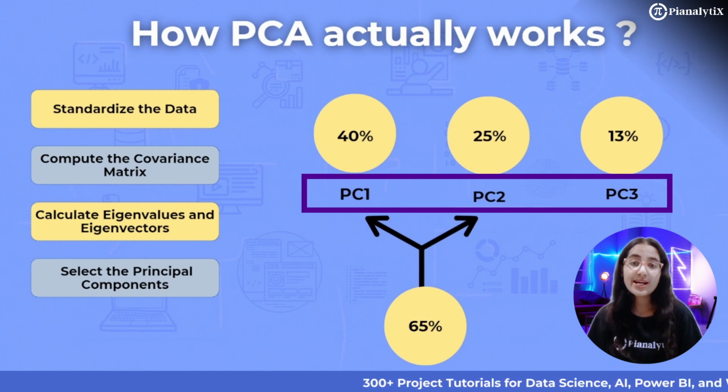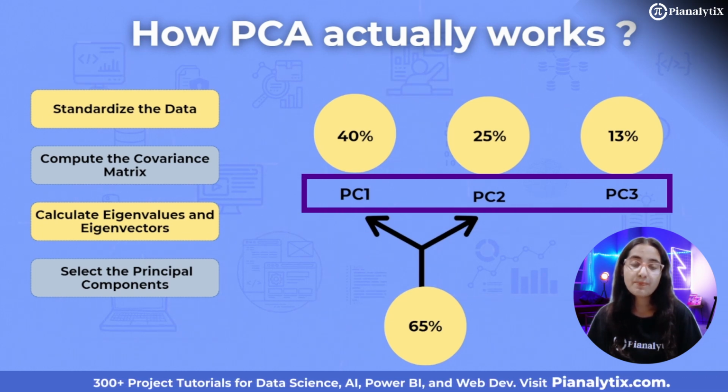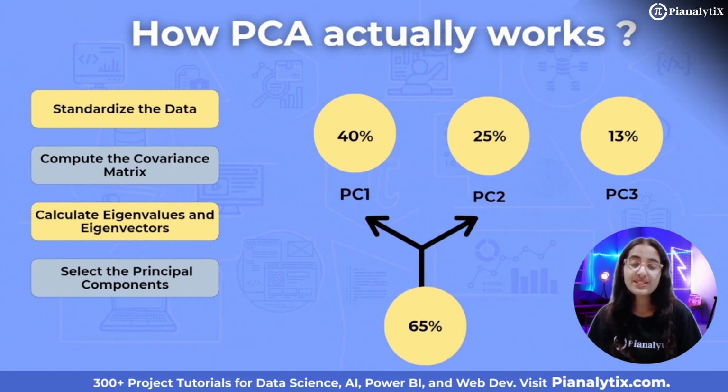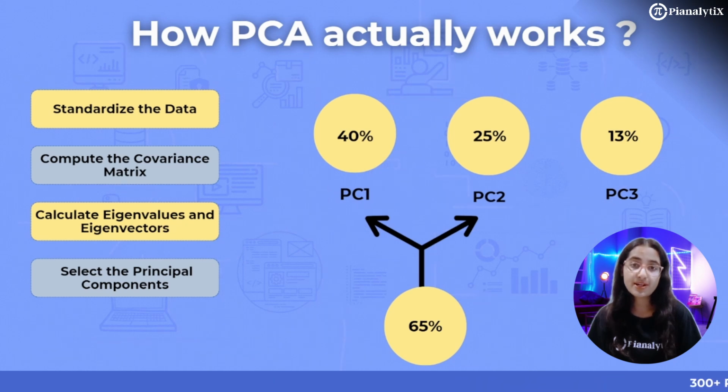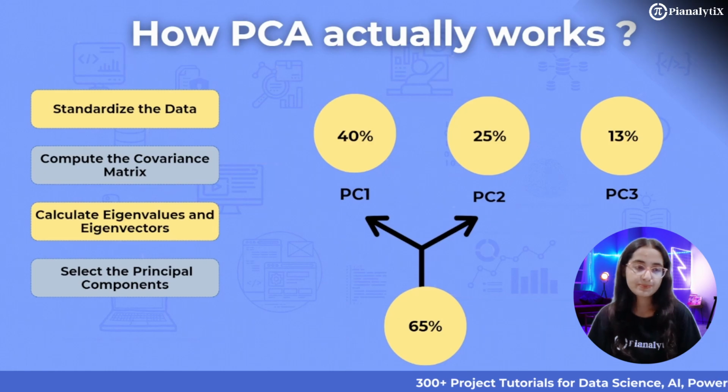Suppose PC1 explained 40% of the variance, PC2 explained 25% of the variance, and PC3 explained 15% of the variance. In this case, PC1 and PC2 capture 65% of the total variance. If you decide that's enough information, you can reduce the dataset from 13 features to just two principal components.